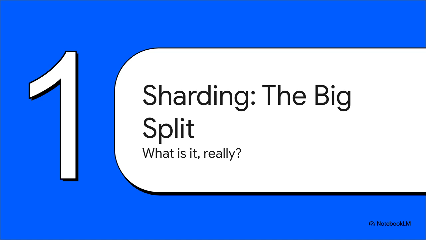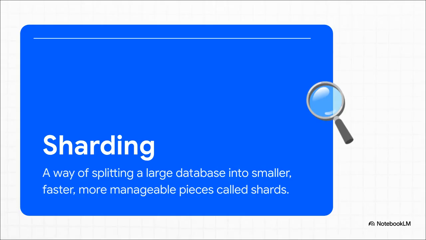So what is this thing? Let's get into it. Let's break down what sharding really means and how it pulls off this incredible trick. Okay, so at its core, the idea is actually beautiful in its simplicity. Sharding is just the process of taking one gigantic single database and chopping it up into smaller, faster, and way more manageable pieces. And these little pieces, they're called shards. Each one holds its own unique slice of the total data.